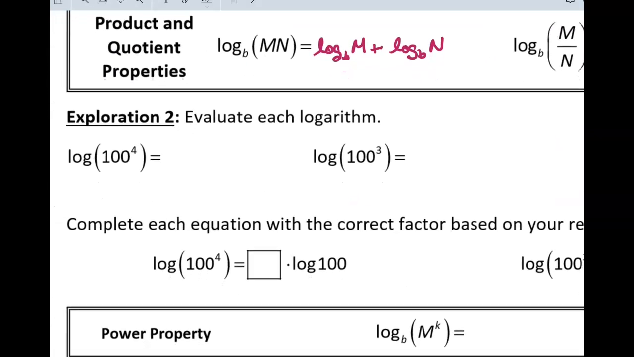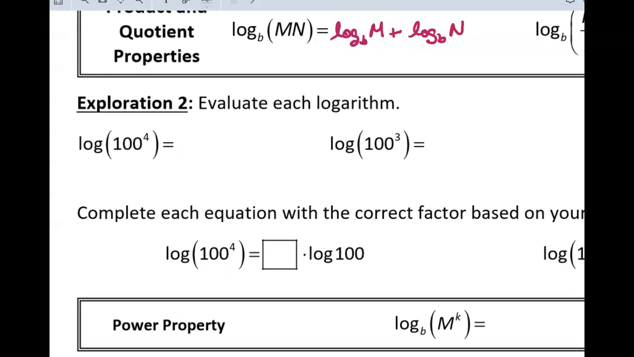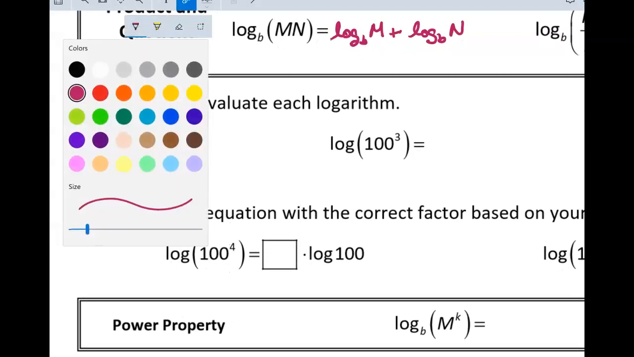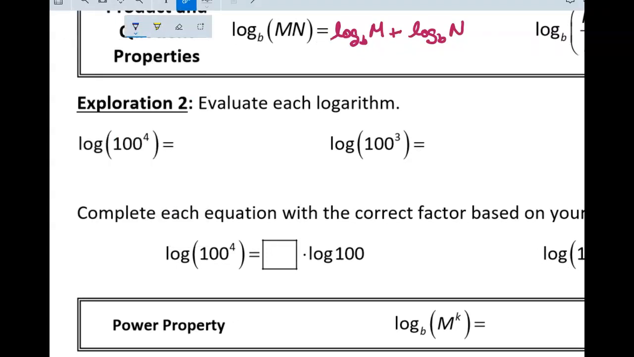All right, let's take a look at another property now. Log of 100 raised to the 4th power. Well, 100 raised to the 4th power is 100 times 100 times 100 times 100.